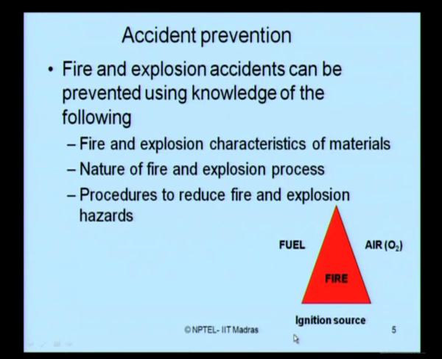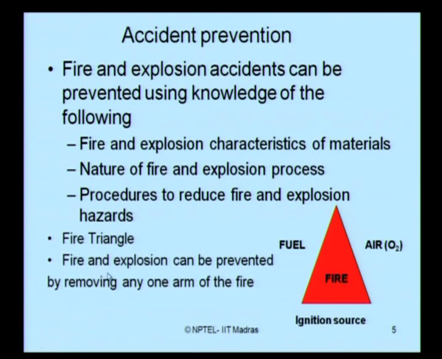Do not try to have any ignition source, or do not have an inventory of fuel that can catch fire, or limit the oxygen content so that the fuel does not catch fire so easily. So the fire triangle, ladies and gentlemen, is represented by 3 arms, namely the oxygen arm, the fuel arm and the ignition source. Fire and explosion can be easily prevented by removing any one arm of this fire triangle.